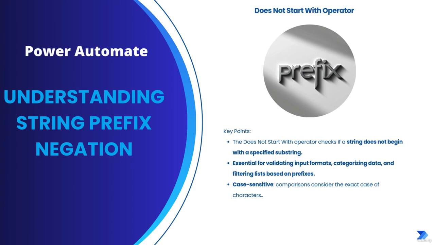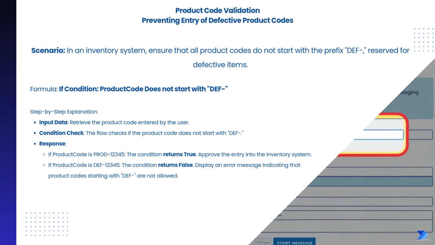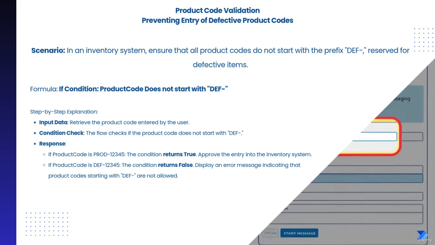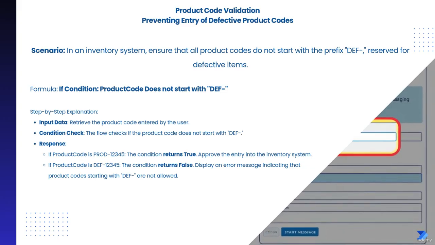of characters. Scenarios. Example 1. Product code validation. Scenario: in an inventory system, you want to ensure that all product codes do not start with the prefix DEF-, which is reserved for defective items. The flow checks if the entered product code does not start with this prefix. Formula: if condition. Product code does not start with DEF-.